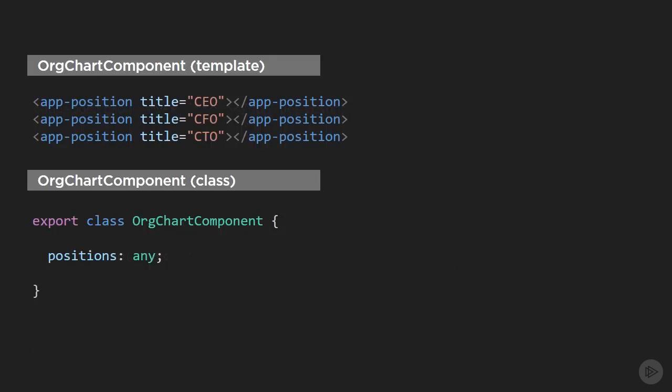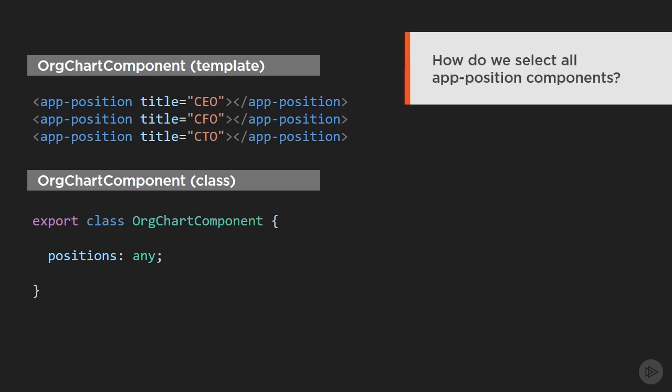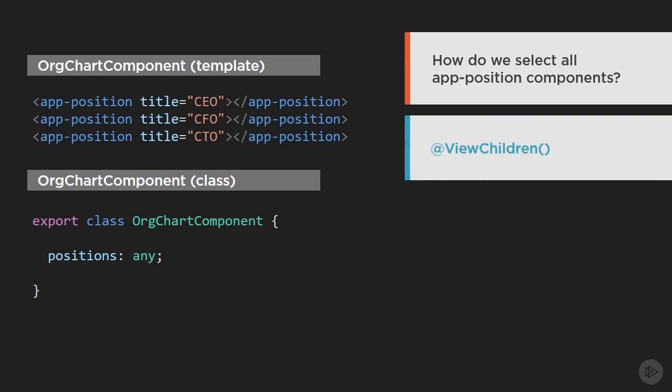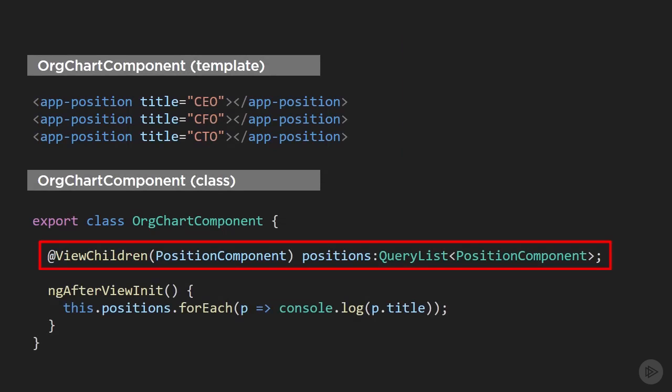In this example, we have 3 @position elements. And also in our org chart, we want to get access to all 3 of these elements. We want to store them in positions. And of course, this isn't set up yet. How do we select all @position components? We use the field decorator @ViewChildren. So that's just the plural form of @ViewChild. And we can see that at work right here. We call @ViewChildren, passing it the type position component, and this will populate positions with all 3 positions.